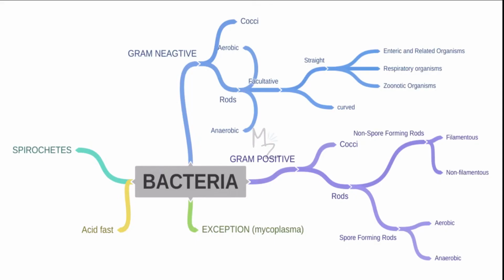Before talking about Borrelia burgdorferi in much detail, we should talk about bacterial classification. Bacteria are classified based on gram staining into gram-positive and gram-negative. We are done with all of them. If you're interested, be sure to check out the channel. Bacteria are also classified into mycoplasma, acid-fast, and spirochete.